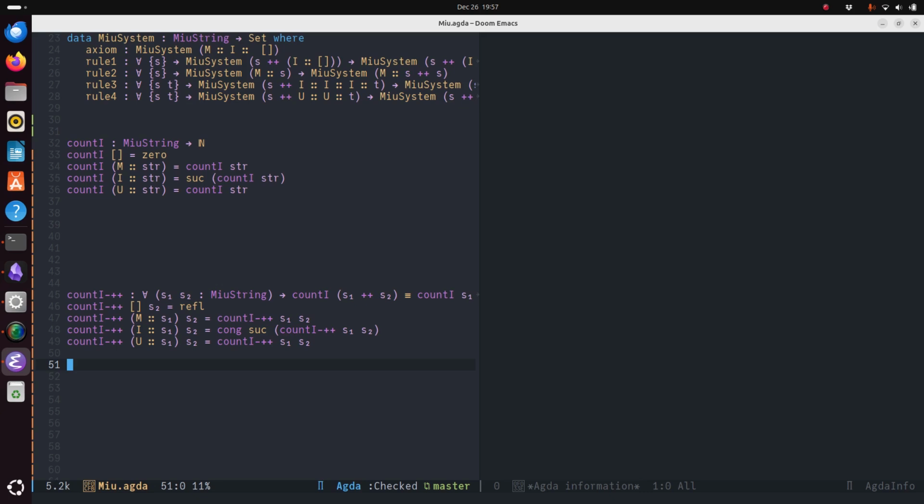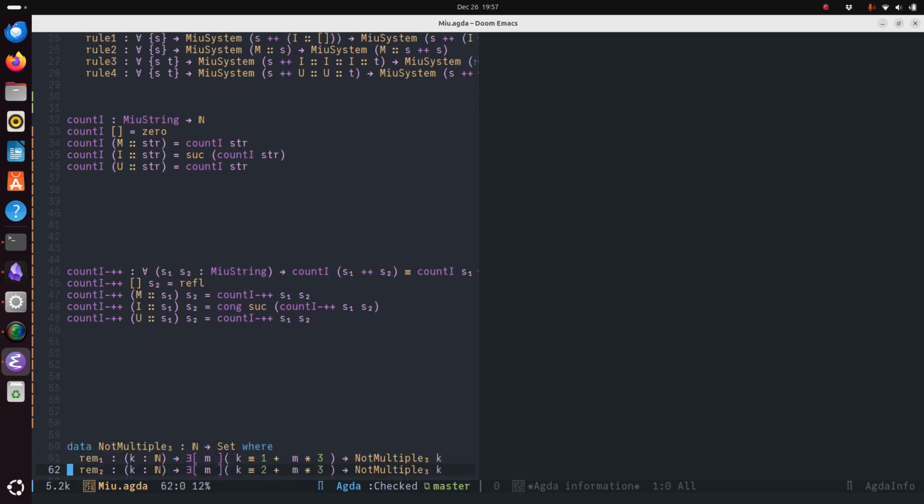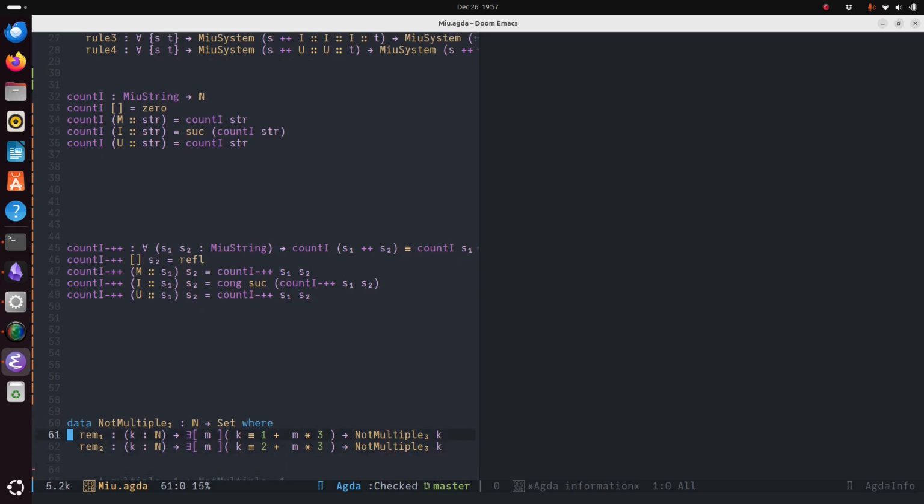Let us go about defining such a type. So we have such a type here. It is parameterized over natural numbers and it accepts two constructors, rem1 and rem2. Rem1 is the constructor we need to use for those numbers that leave a remainder of 1 when divided by 3. Rem2 for those that leave a remainder of 2 when divided by 3.